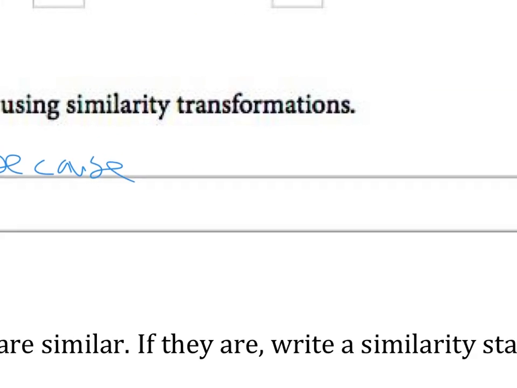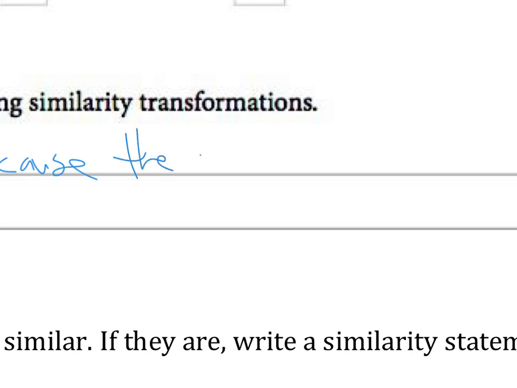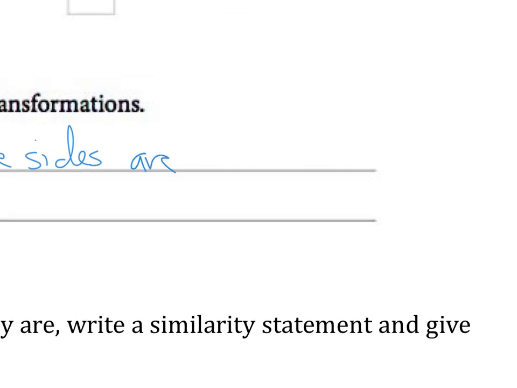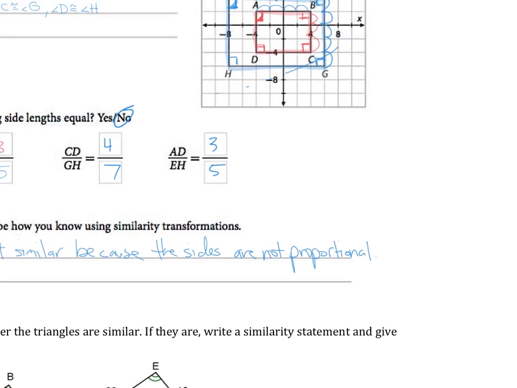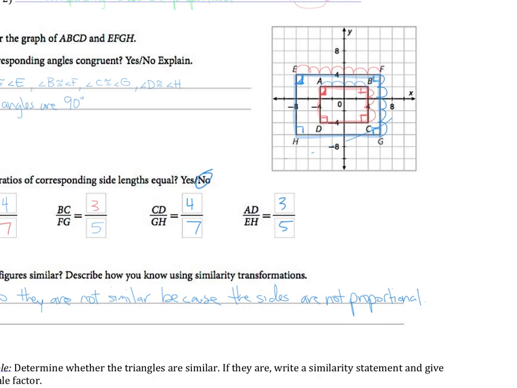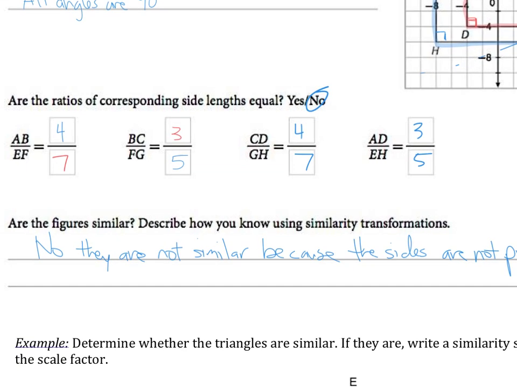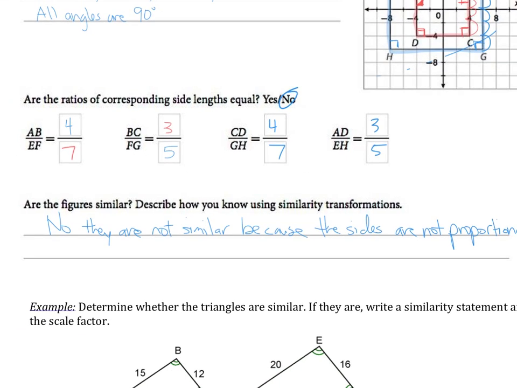Because these sides are not proportional. So we saw that the angles were congruent, but the sides were not proportional. They did not all have that same multiplier, right? They did not have that same ratio from one figure to the other.